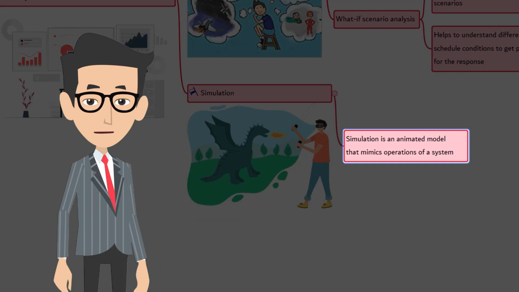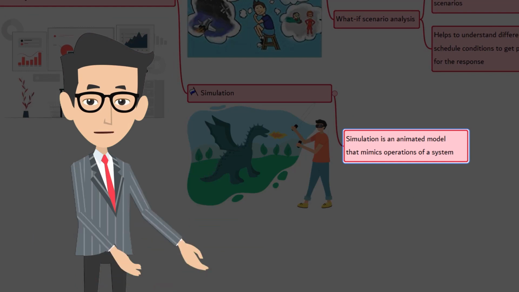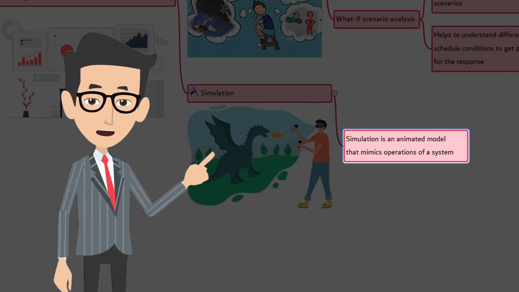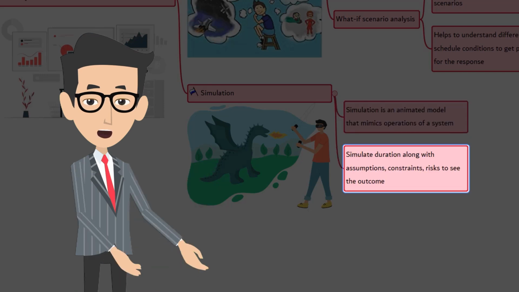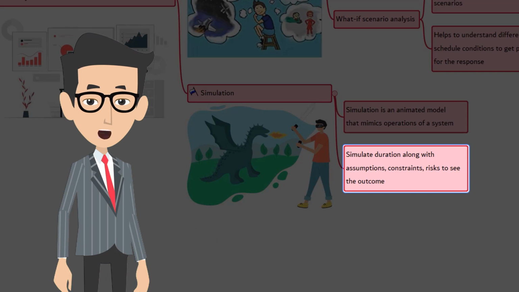The next data analysis technique is simulation. A simulation is an animated model that mimics the operation of an existing or proposed system. You have multiple work packages along with the duration on one side and on the other side, you have different set of assumptions, constraints, risks, and issues. You combine them together to simulate the scenario. Probability distribution, which is a pictorial representation, can help to show the certainty or uncertainty.